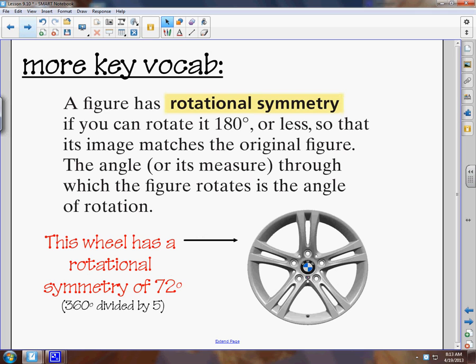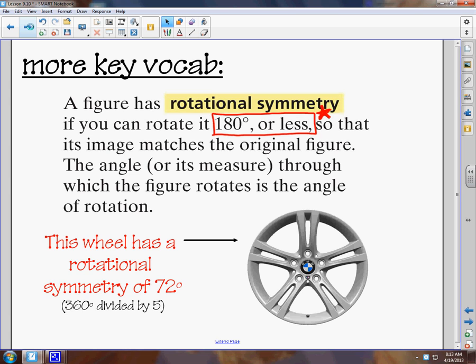Some more key vocab is rotational symmetry. So if I gave you this wheel from a BMW, and then they ask you, does this have rotational symmetry? And if you can take it and rotate it 180 degrees or less, here's the key part, 180 degrees or less. That's the key number. It can't be greater than that, it can't be 270 or 360 because everything has 360-degree rotational symmetry. If you think about it, if you just turn it around, it's going to look the exact same. So that the image matches the original figure.